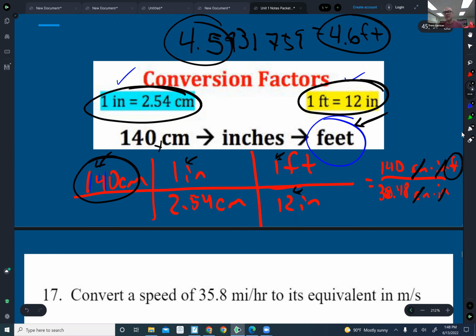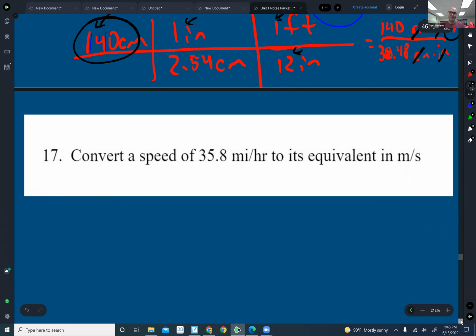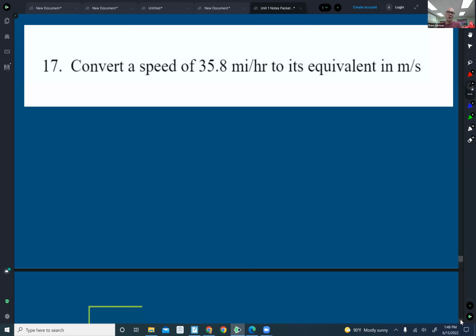Let's do the same thing with these example practice problems. In this one, I'm dealing with a rate. The rate, I need to convert it into meters per second. It's right now in miles per hour. This is, you're traveling down the road, 35.8 miles per hour. I want you to convert that into meters per second.